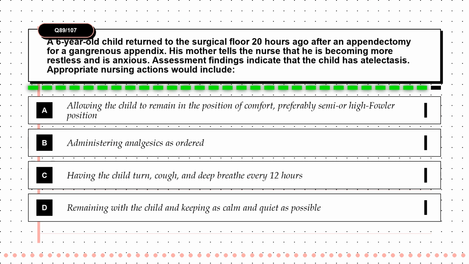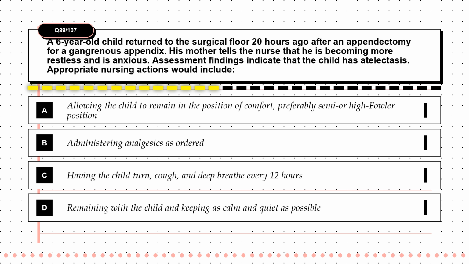Question 89. A 6-year-old child returned to the surgical floor 20 hours ago after an appendectomy for a gangrenous appendix. His mother tells the nurse that he is becoming more restless and is anxious. Assessment findings indicate that the child has atelectasis. Appropriate nursing actions would include, here are the options.